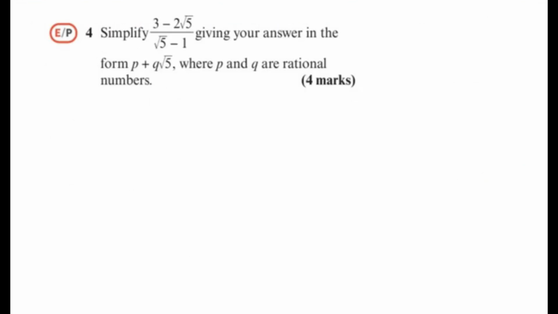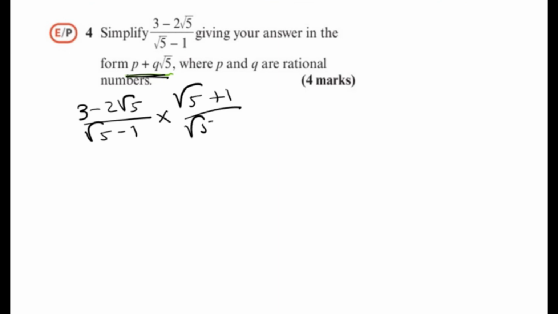Move to question number 4. Simplify 3 minus 2 root 5 over root 5 minus 1, giving your answer in the form p plus q root 5, where p and q are rational numbers. So this is also rationalizing the denominator, but we have to convert the last answer into this form. So 3 minus 2 root 5 over root 5 minus 1. To rationalize, multiply by root 5 plus 1 over root 5 plus 1.